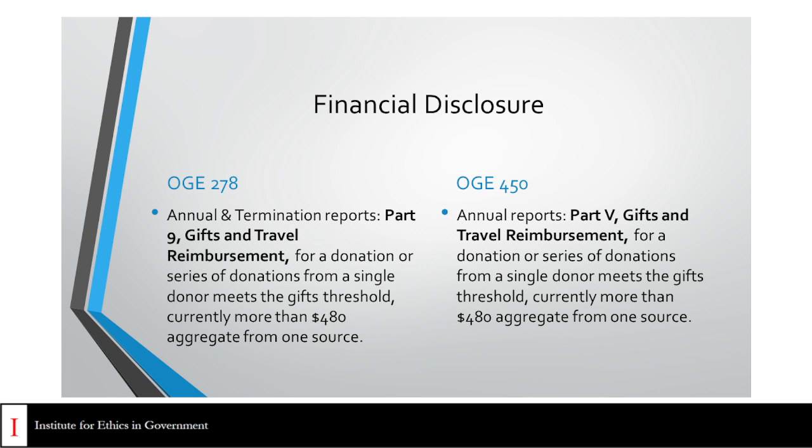Note that anonymous whistleblowers who have an LEF are not required to report donations to their LEF on their 450 forms. However, anonymous whistleblowers are required to report donations to their LEF on their 278 reports. Next slide, please.